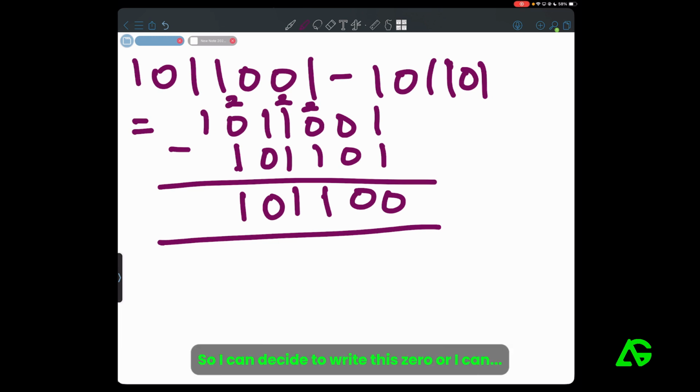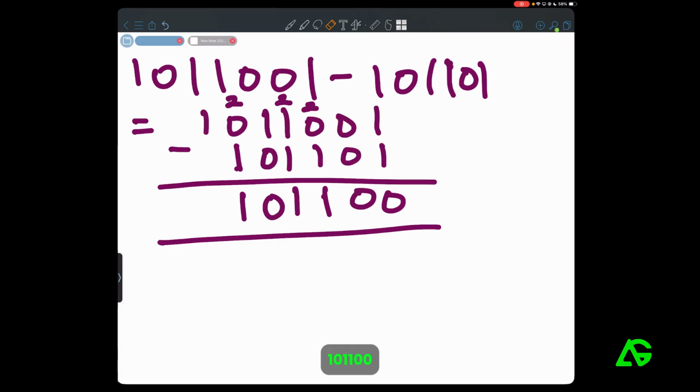So I can decide to write this 0 or I can ignore it, right? So we know that we'll still later ignore it, so there's no need of writing it. So our answer is what? 1 0 1 1 0 0 base 2.